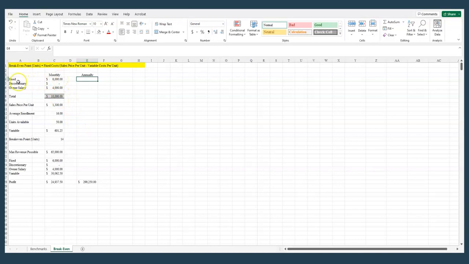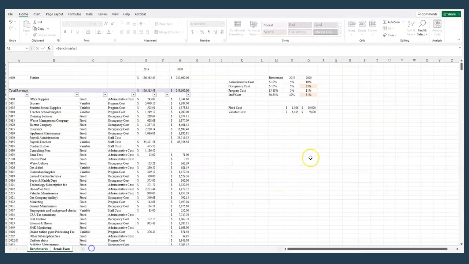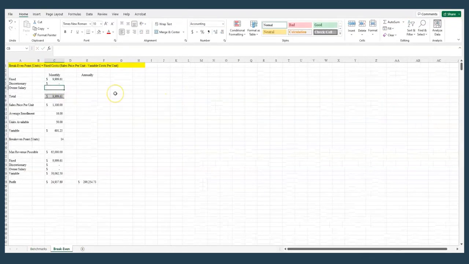So here we've got our fixed costs. Now I'm going to go ahead and pull this back over to the fixed costs here. I'm going to get rid of these. Do that. That seems easier.